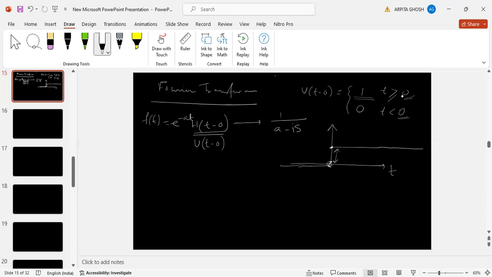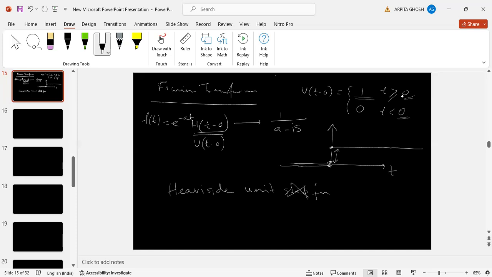That is why we call it unit step function, or another name is Heaviside unit function. Heaviside unit function, or simply unit step function, or Heaviside unit step function. Sometimes it is called Heaviside unit step function, or sometimes Heaviside unit function, or unit step function. All are the name of the same function, u(t minus 0) or h(t minus 0).